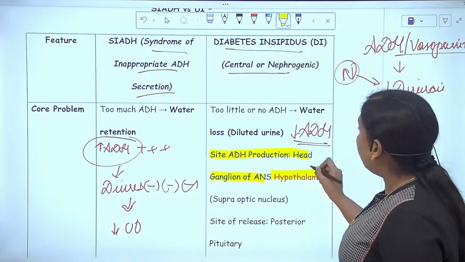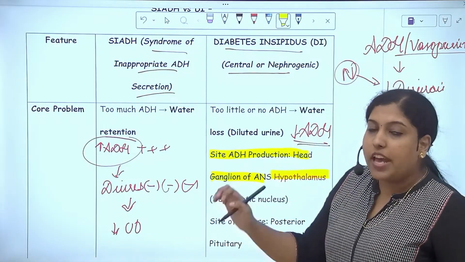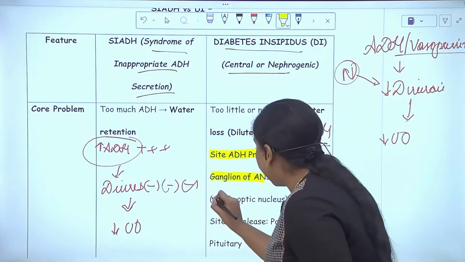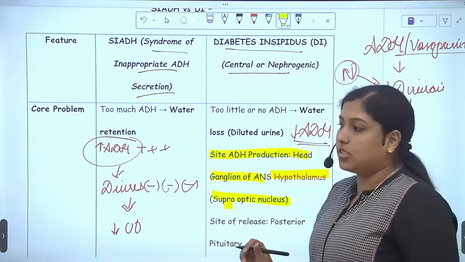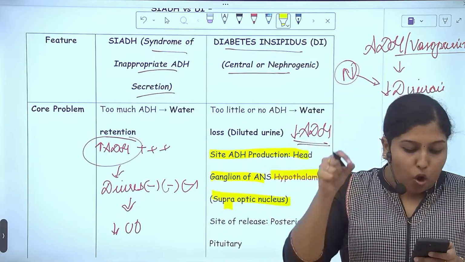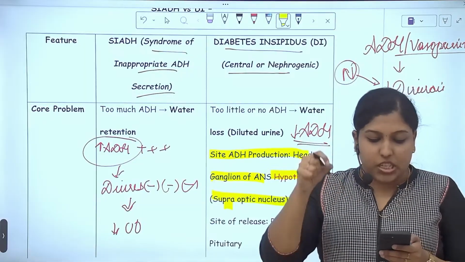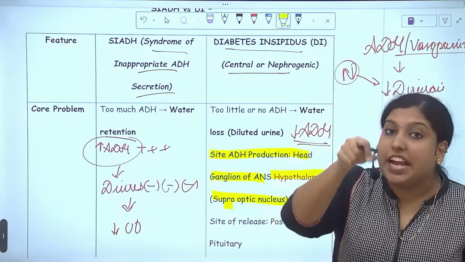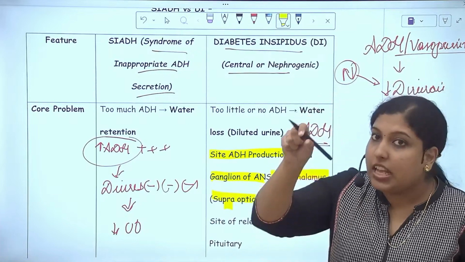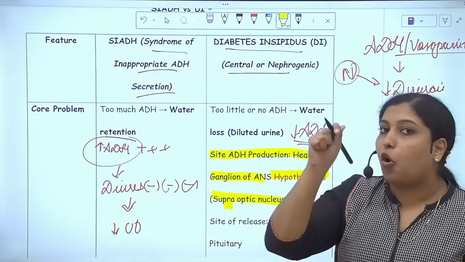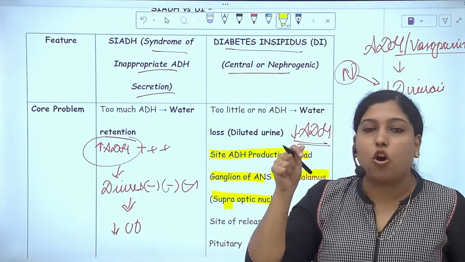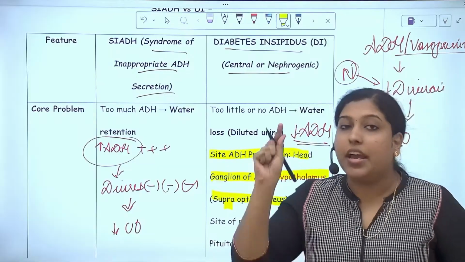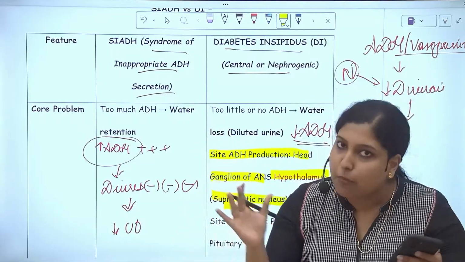Specifically in the hypothalamus, exactly where is this ADH produced? If there is an MCQ, you are going to click supraoptic nucleus. Specifically in the supraoptic nucleus only, this ADH is produced, which is otherwise known as vasopressin. Always remember, ADH and vasopressin are the same hormone.